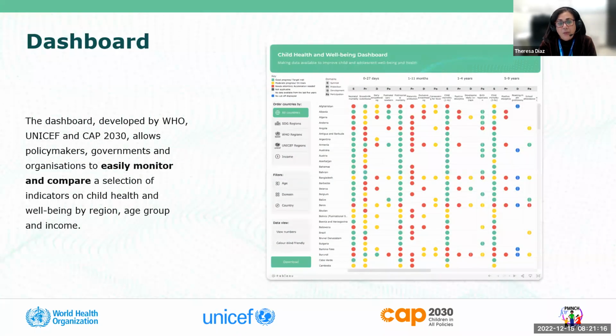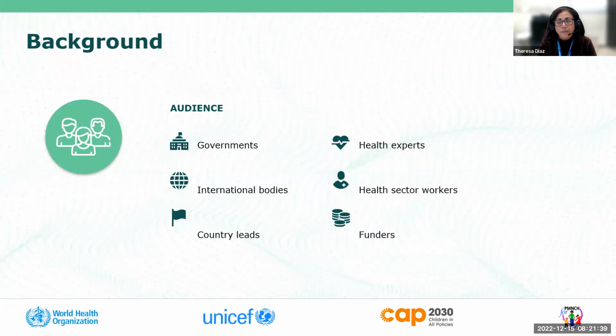So this is a dashboard that we developed together that allows policymakers, governments, and organizations to easily monitor and compare a selection of indicators on child health and well-being by region, age group, and income. And as you can see here, you start seeing some color codes and some age groups, and we're going to go through that further. Next. So this dashboard is meant for governments, for international bodies, for country leads, for health experts, for health sector workers, and for funders. Next slide.